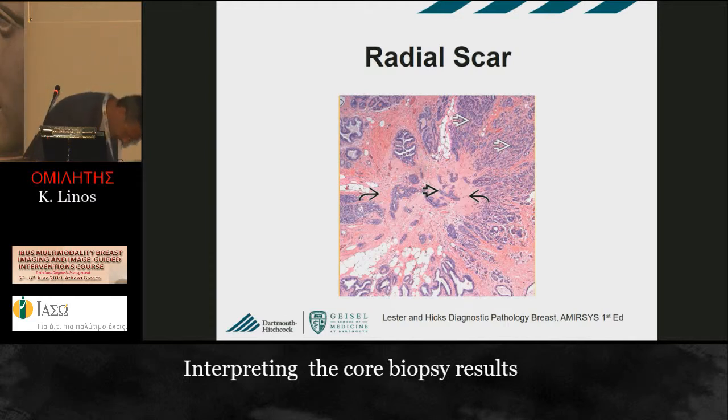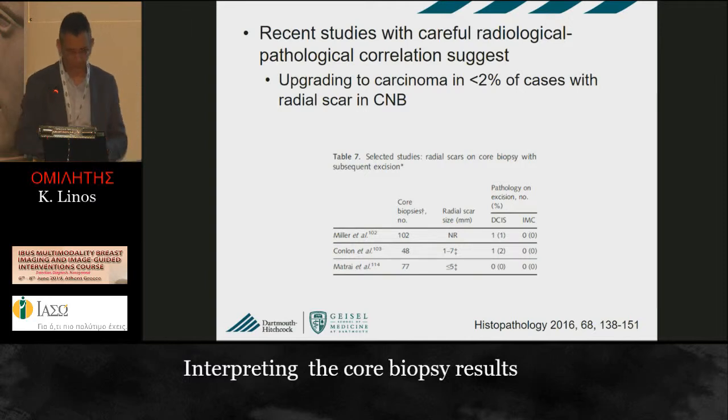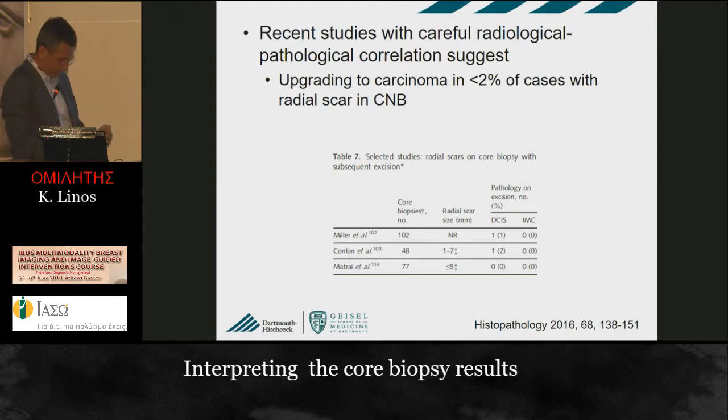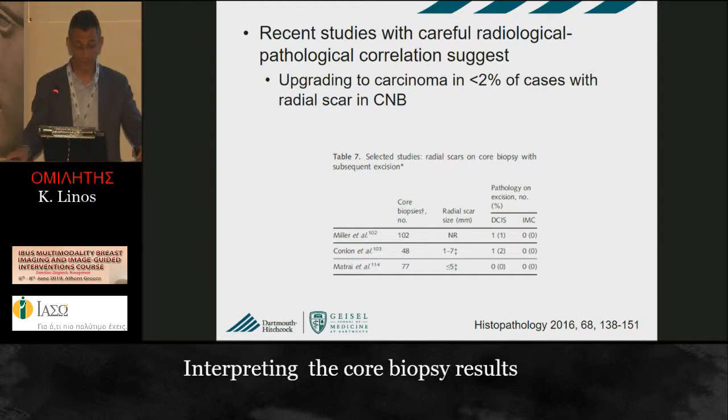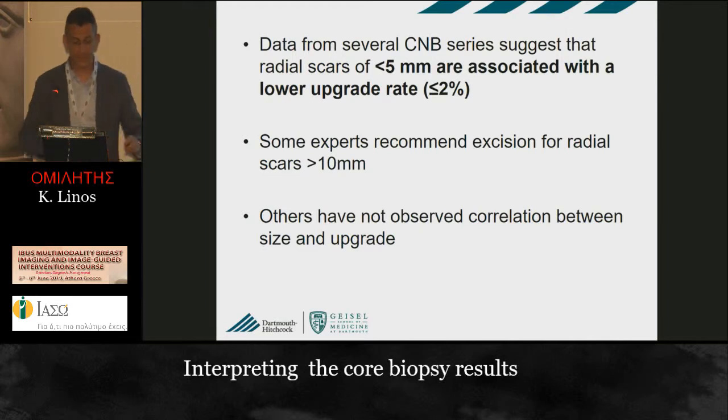In most recent cases, it's about 1 to 2% over approximately a 16 to 17 year period. That's about the incidence of radial scars you get in concordant biopsy. The recent studies with careful radiological correlation show that the upgrade to carcinoma is less than 2% if you get a diagnosis of radial scar on core needle biopsy. The data suggests that, and if the radial scar is small, less than 5 millimeters, then the upgrade again is less than 2%.